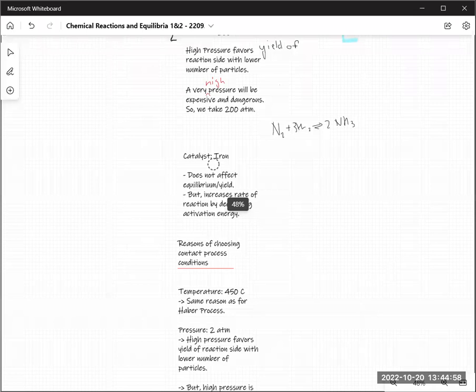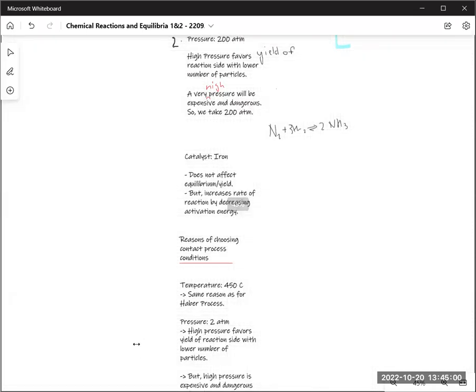The next thing we're looking at is catalyst. Manvi, start reading. Catalyst, iron, does not affect equilibrium yield, but increases rate of reaction by decreasing activation energy. Now the words decreasing activation energy are one mark. If you just write increases rate of reaction, you'll only get half of the mark. So you have to also write that it decreases the activation energy or provides an alternate pathway.